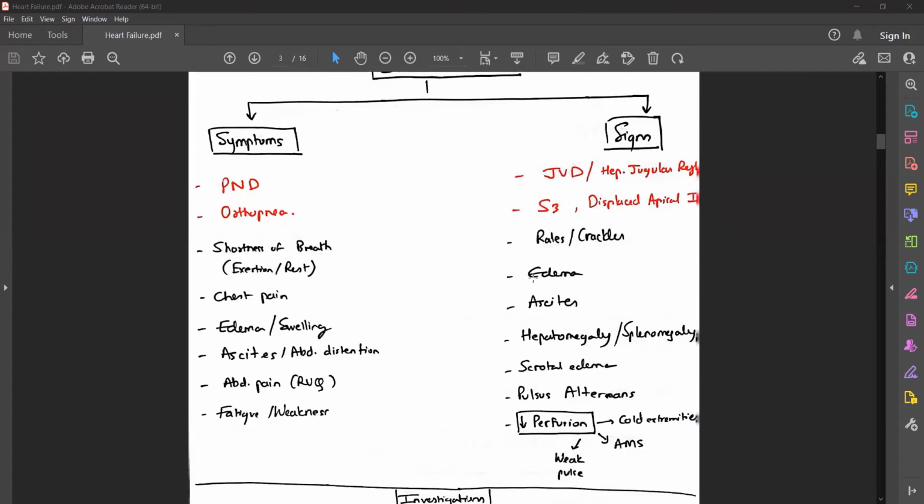Then peripheral edema and, as I said, ascites, hepatomegaly. The patient can have right upper quadrant tenderness, splenomegaly, scrotal edema, pulsus alternans.